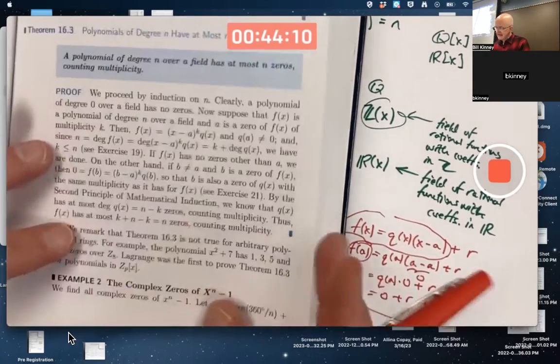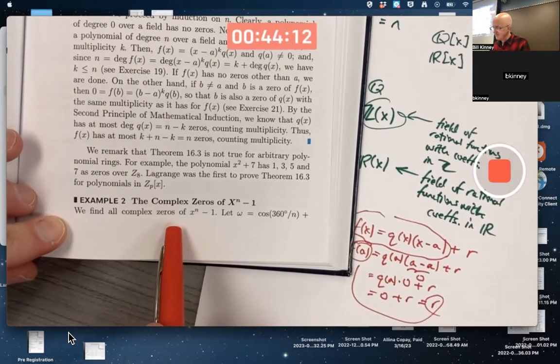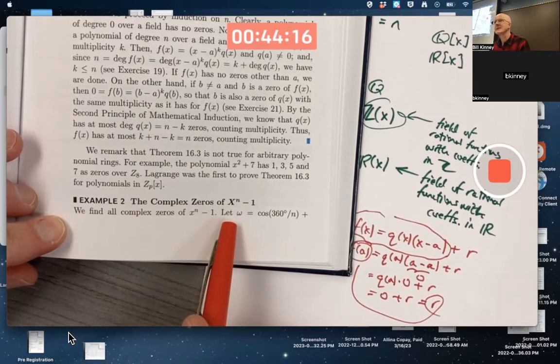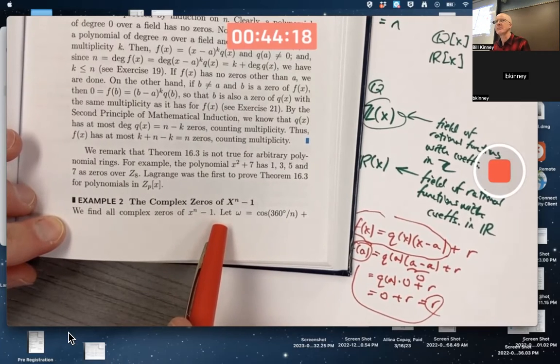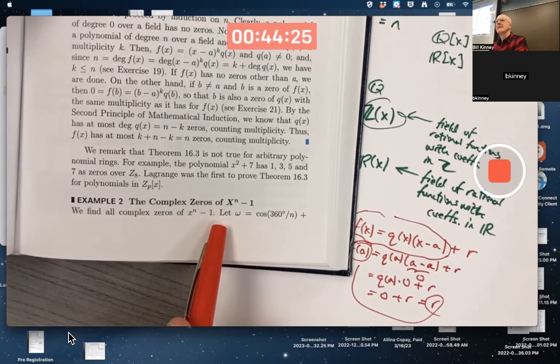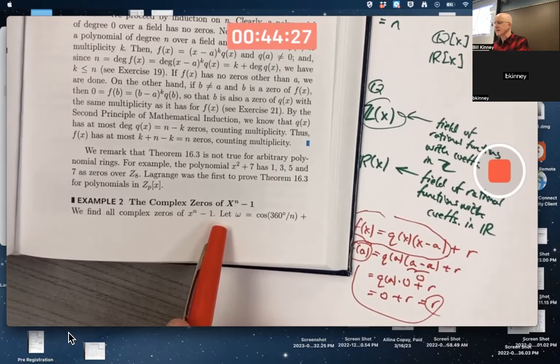It's worth studying this example in depth. I'm going to skip it for the moment. The complex zeros of x to the n minus 1. Think about complex numbers in a little more depth. We did briefly talk about that back in February. Complex roots of unity.